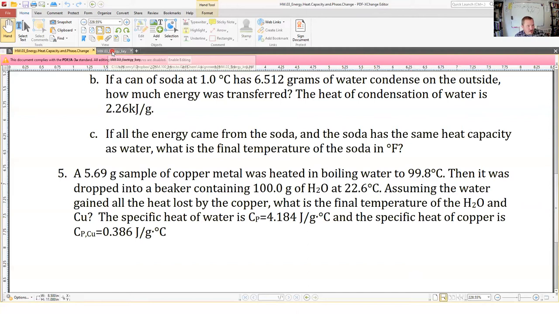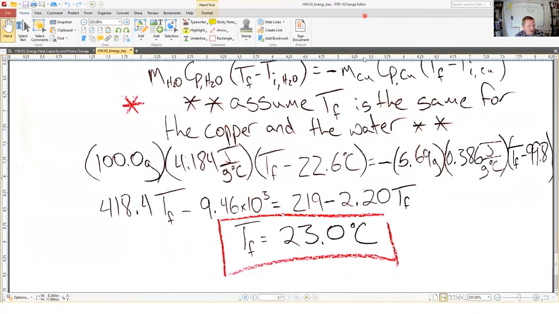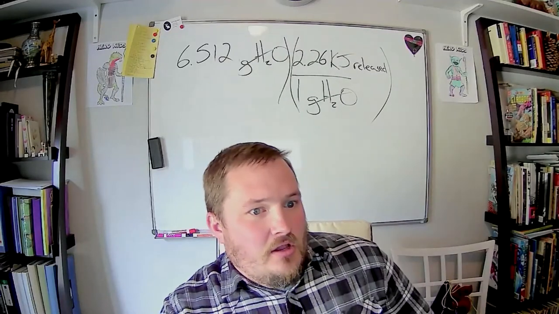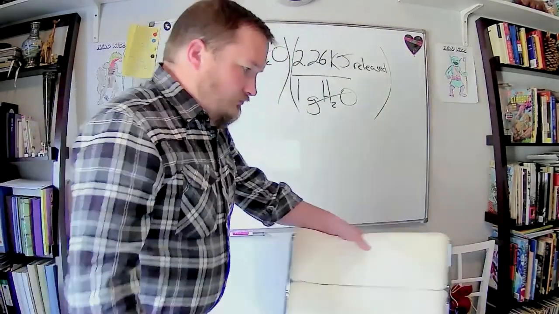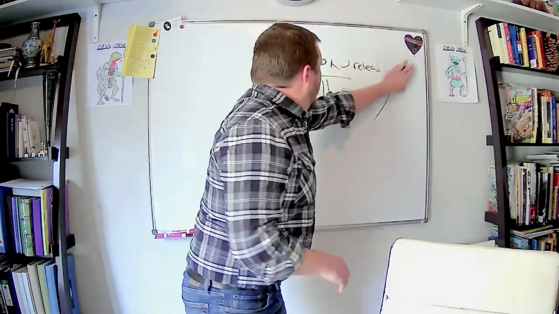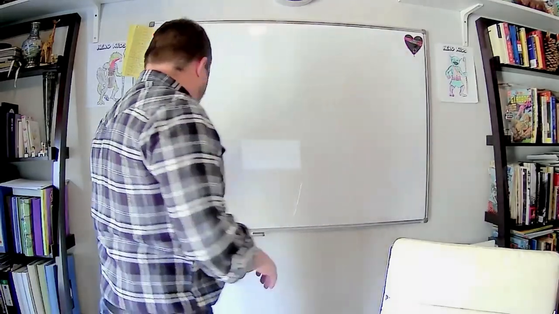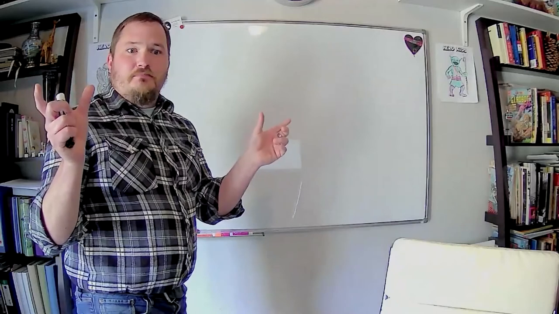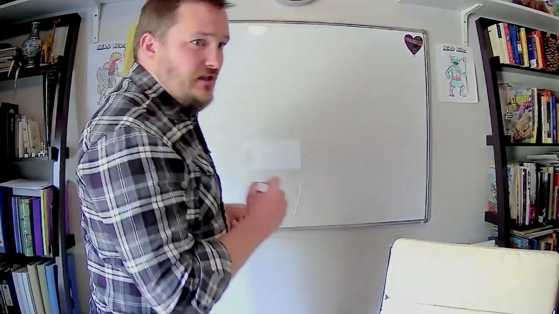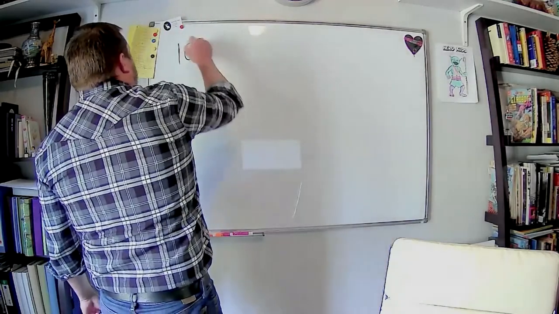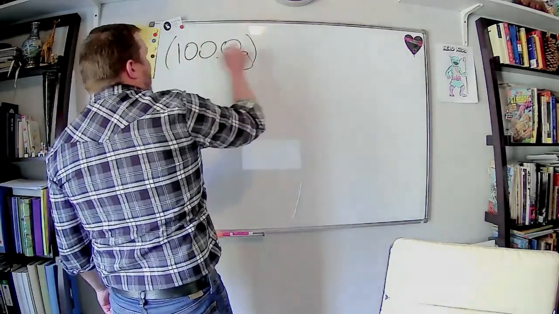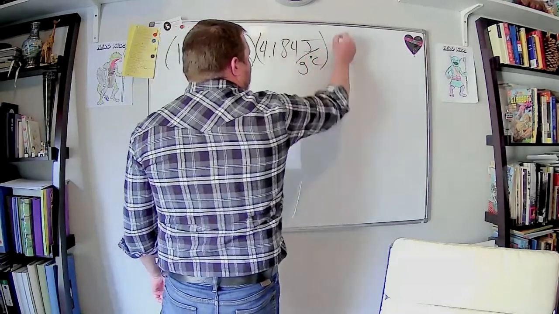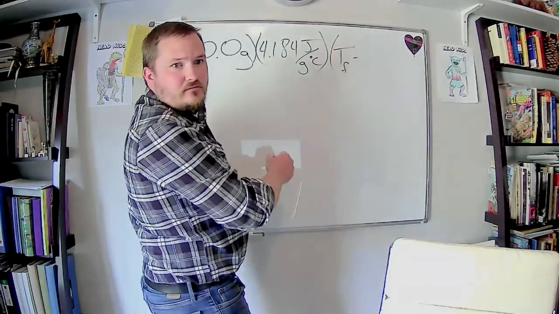Let's look at the algebra here. I'll do that on the board, so I'll stop screen sharing here. All right. Given my limited space, I'm going to simplify the two sides of this first and then combine them again. For the left-hand side of the equation, you've got 100.0 grams times 4.184 joules per gram degrees Celsius times TF minus 22.6.